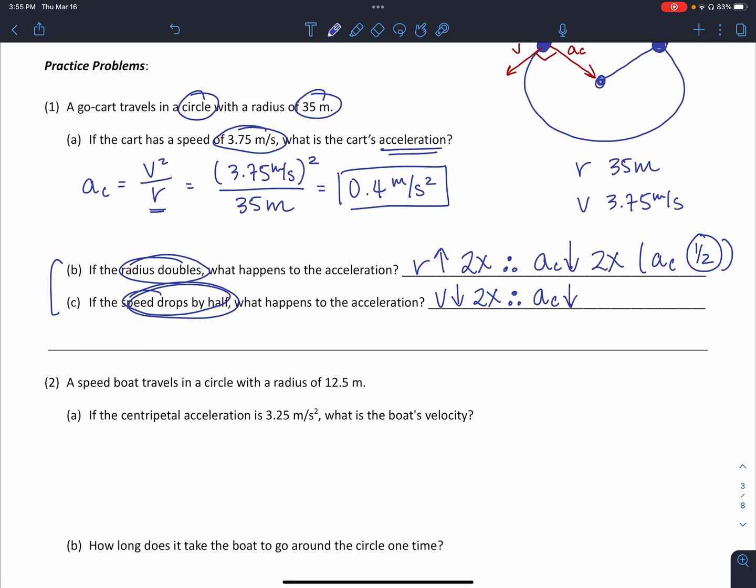The issue here is this square that we have in the formula. So whatever the velocity does, we need to square it, and then that's what's going to happen to our acceleration. So our acceleration in this case is going to go down 4 times. Whereas before the acceleration may have been 1, now it's going to be 1/4 of what it was before. Again, that's because we have a direct relationship between acceleration and velocity, but that velocity value is squared, so we need to square what's going to happen to our acceleration.